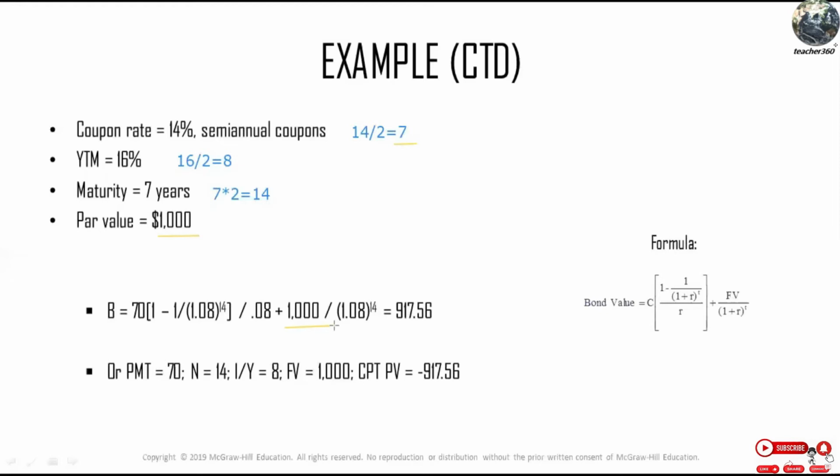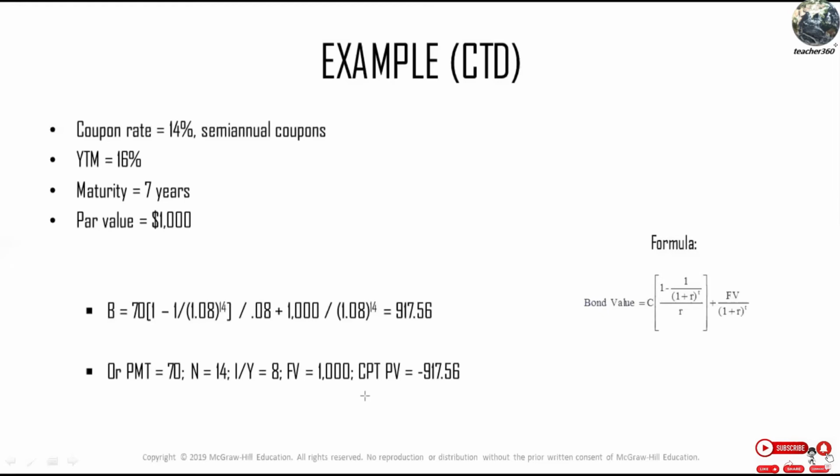Similarly, using a calculator, you can also find it. Press 70 for PMT, 14 for N, 8 for interest, 1,000 for face value. Then press CPT PV, and you will get your bond price, which is 917.56.